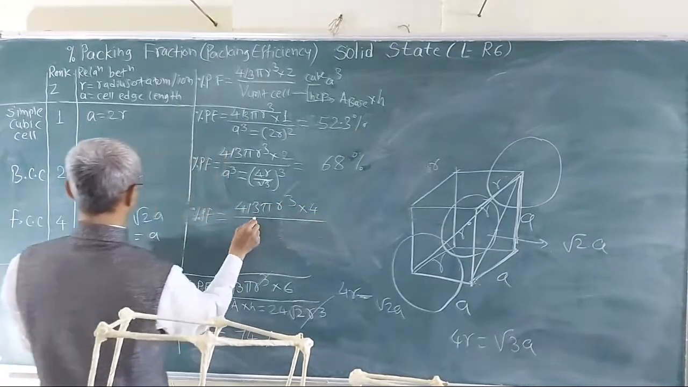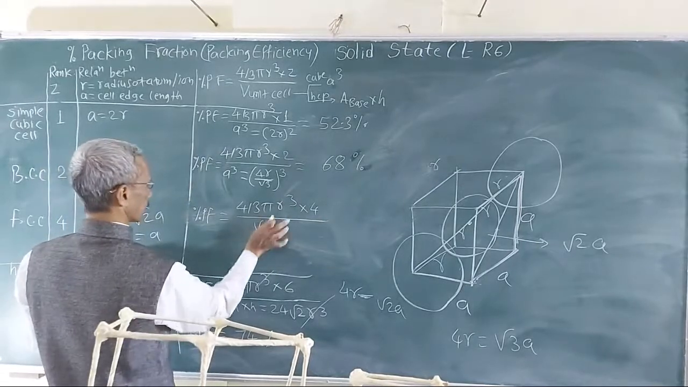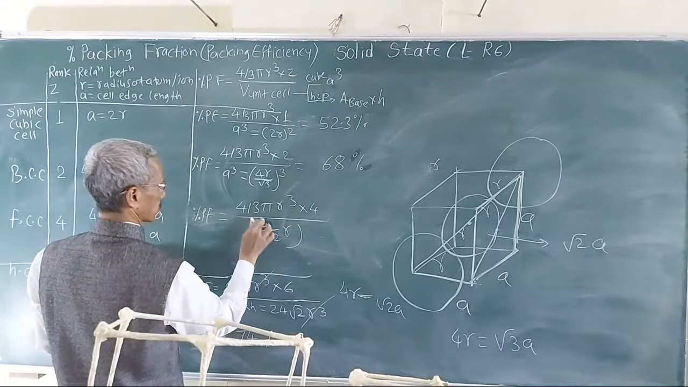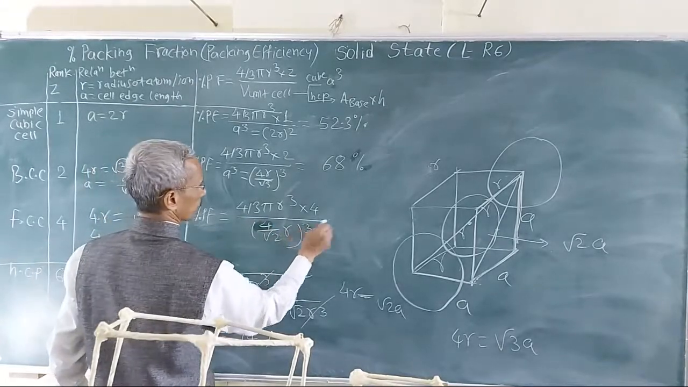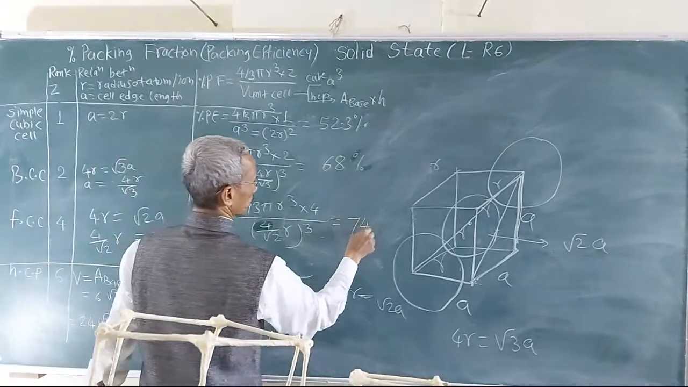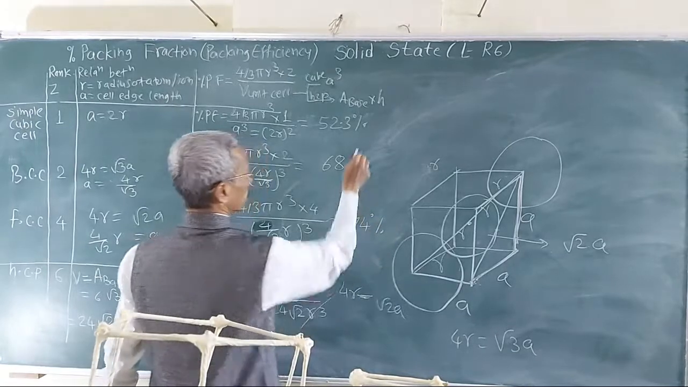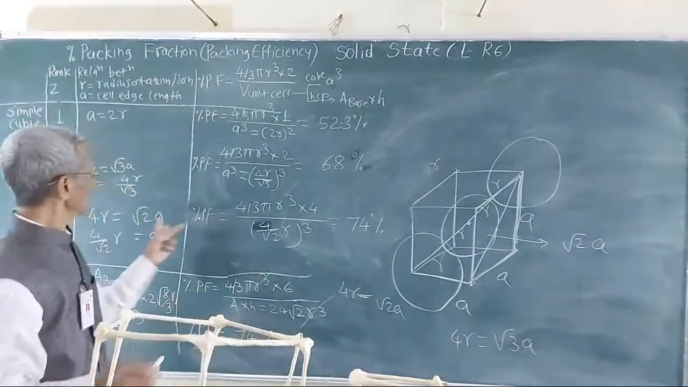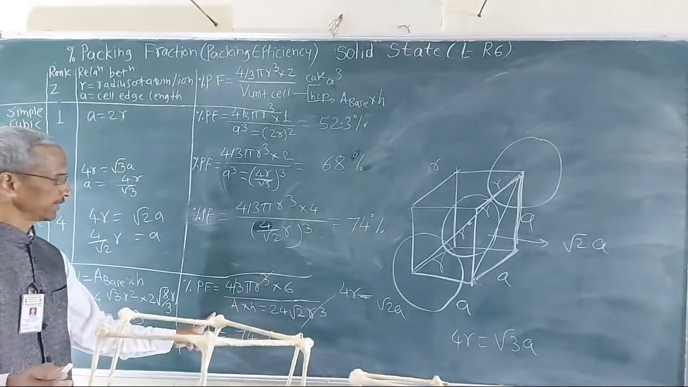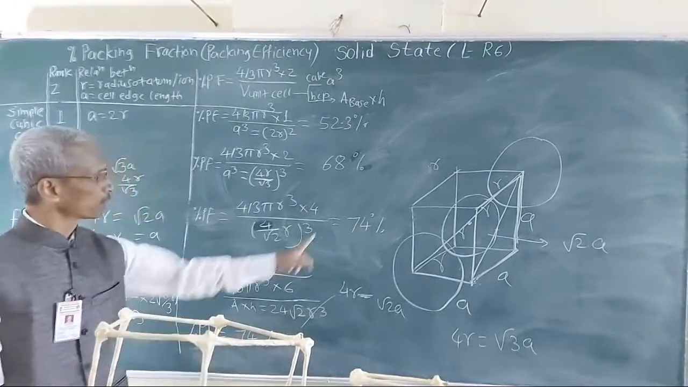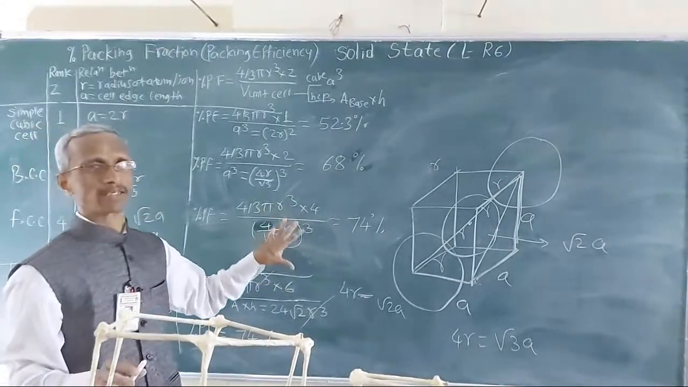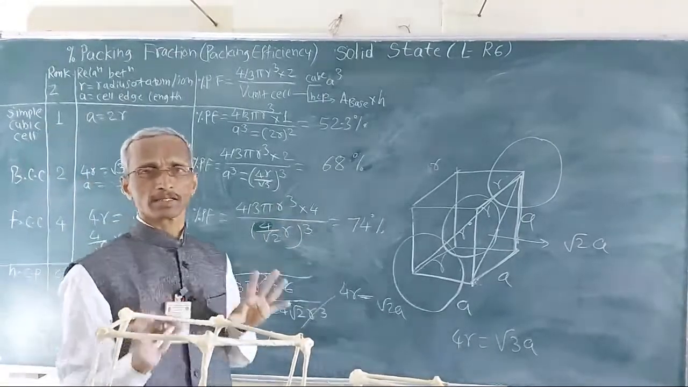Okay. And the packing fraction for this is 4 by 3 πr³ into Z, where Z is 4 for the FCC. The a is equal to 2 square root 2 r, and this is going to be 74%. From this it is clear that the packing fraction in the FCC type or HCP type are the same, 74%, as well as it is the maximum packing efficiency of crystalline solids.